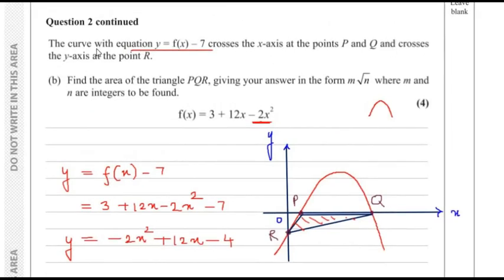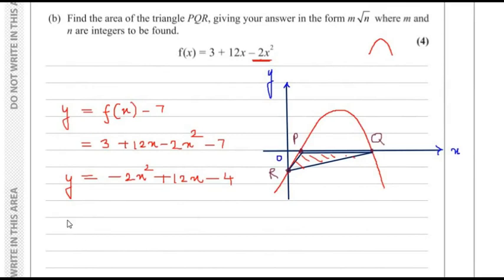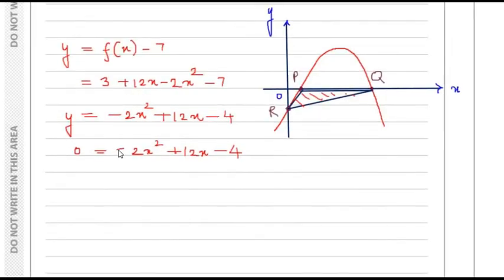The hint they have given is the curve with this expression crosses the x-axis at points P and Q. That means when the curve is crossing the x-axis, y becomes 0. So we put y equal to 0, which is equal to minus 2x square plus 12x minus 4. If we solve this expression, we will get the coordinates of P and Q. Let us use the quadratic formula to solve this, which is x equal to minus b plus minus square root of b square minus 4ac over 2a.